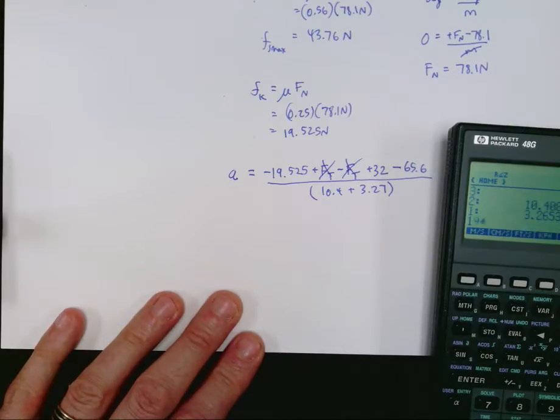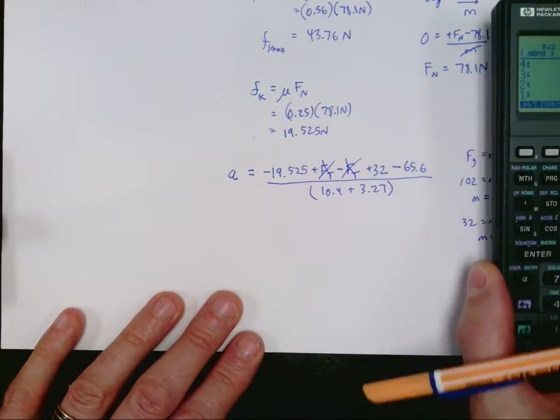So 19.525, that's negative. 32 is positive. 65.6 is negative. And then we're going to divide by the total mass, 10.4 and 3.27. So I'm getting an answer of negative 3.89.